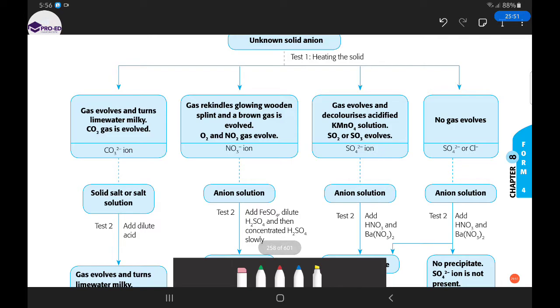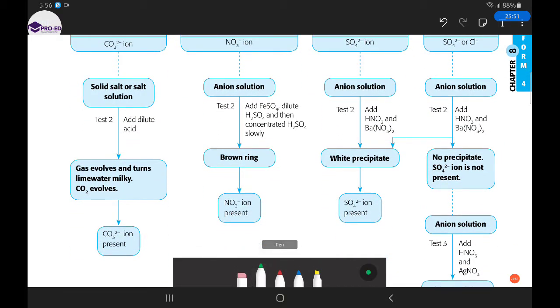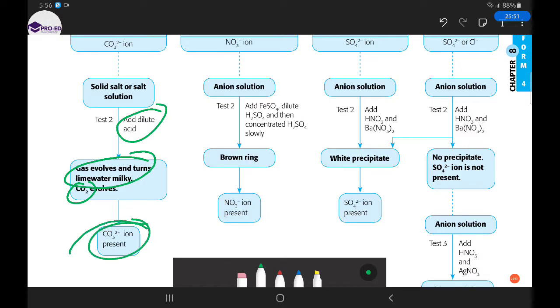So if you heat it up and it releases carbon dioxide gas, we already think there are carbonate ions. However, we want a confirmatory test for carbonate ions. You take a brand new solution. See this dotted line? That says take a brand new solution, and you add a dilute acid. If it turns lime water cloudy and carbon dioxide gas is released, that is the confirmatory test that carbonate ions are present.